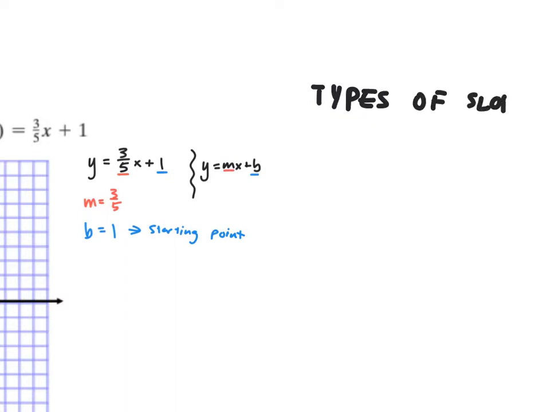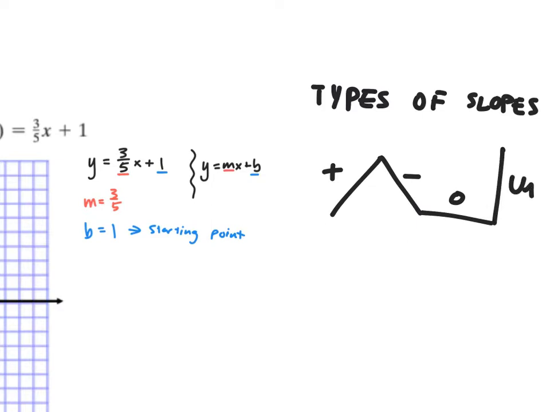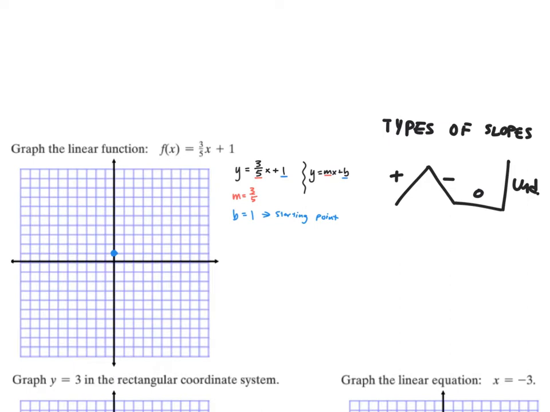I want to make sure we write this down. We have a positive slope, a negative slope, a 0 slope, which is a horizontal line, and then a vertical line, which is undefined. Because we have a positive slope, here 3/5, we're going to go in this direction. But we start at 1.